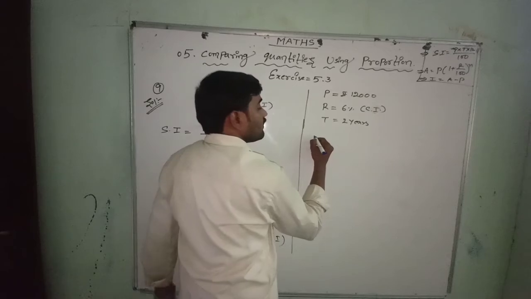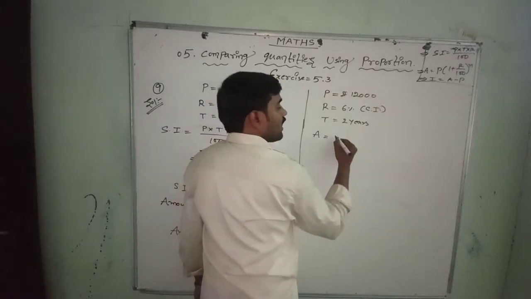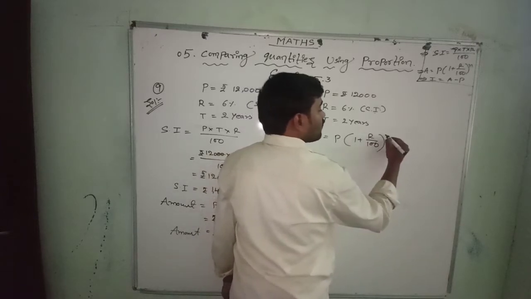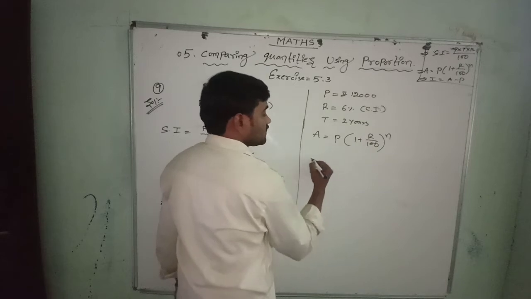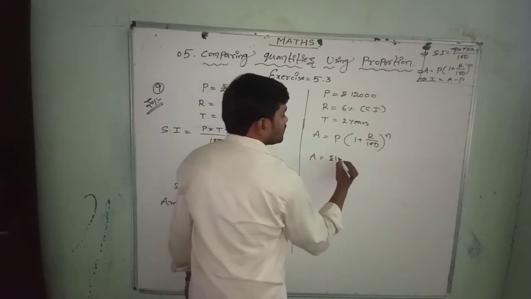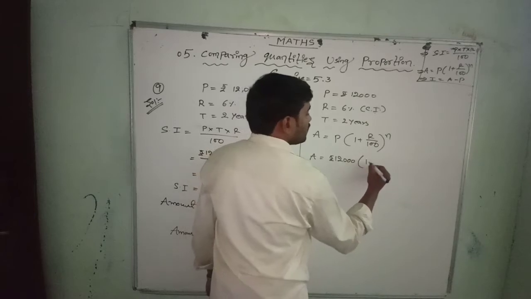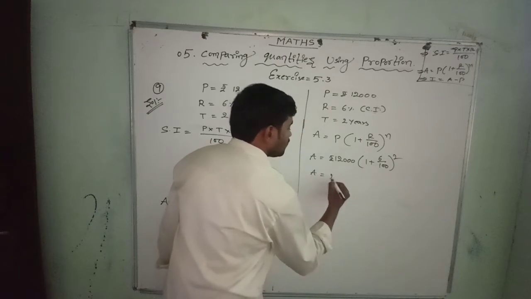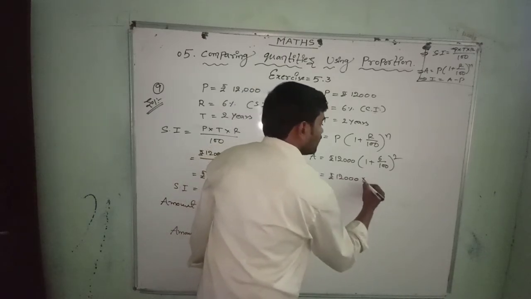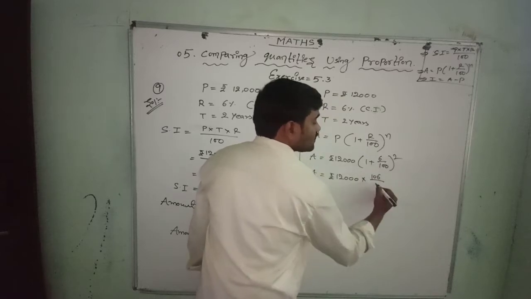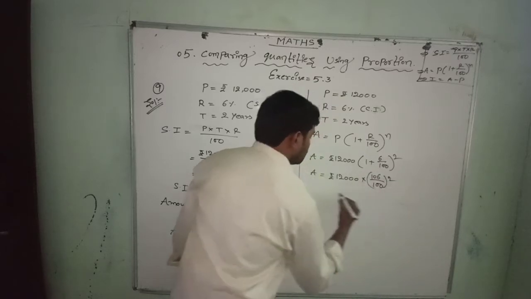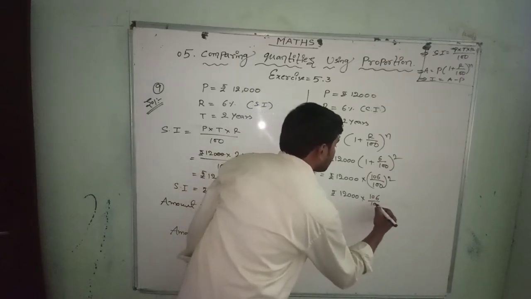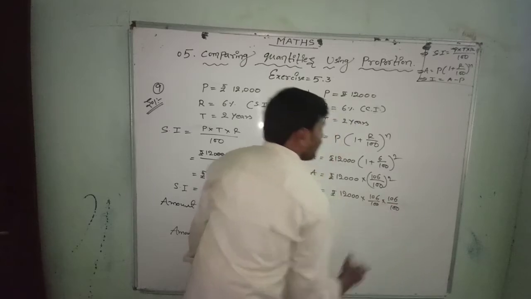Now we will find out the amount in compound interest. The amount formula in compound interest, directly we have the formula A equal to P of 1 plus R by 100 whole to the power of n. Here n is nothing but 2 years. The amount equal to 12,000 rupees into 1 plus 6 by 100 whole to the power of 2. That means A equal to rupees 12,000 into 106 by 100 whole to the power of 2, that is 12,000 into 106 by 100 into 106 by 100.